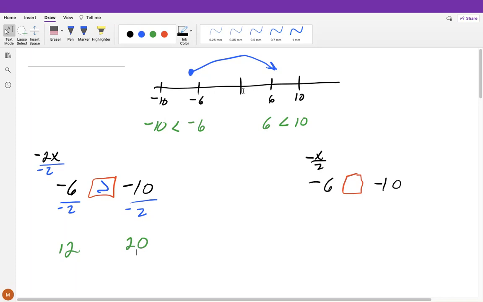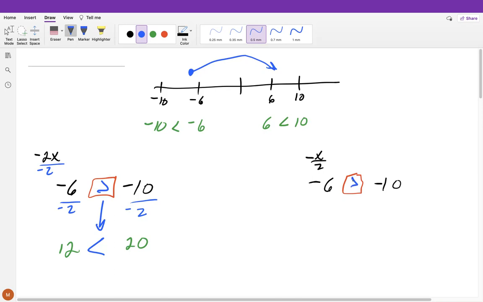What was once greater than is now going to be less than, because the quote unquote bigger number that was closer to 0 on the negative side is greater because it has fewer negatives, but now on the positive side, it's less than. So we have to make sure that we flip or change that inequality.